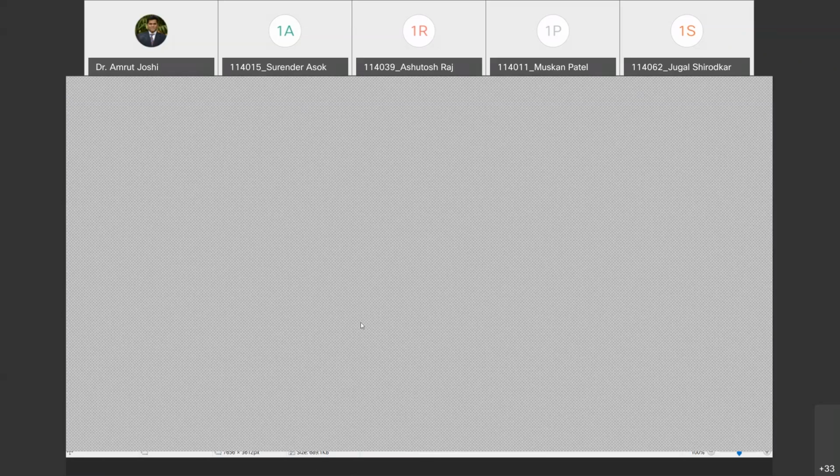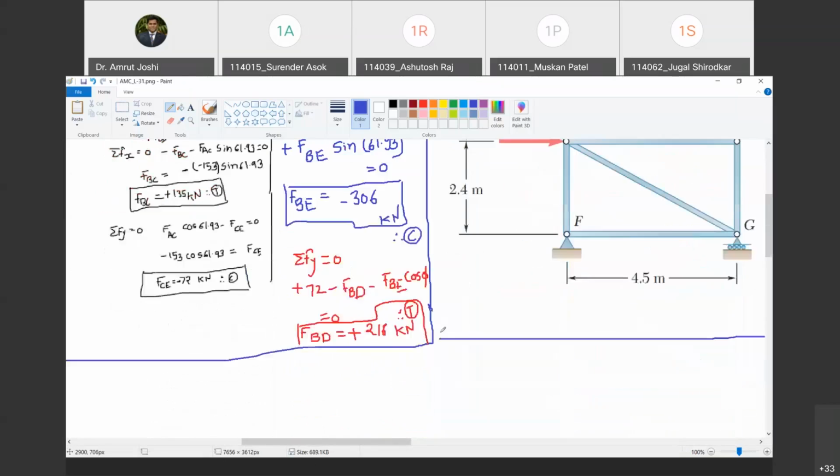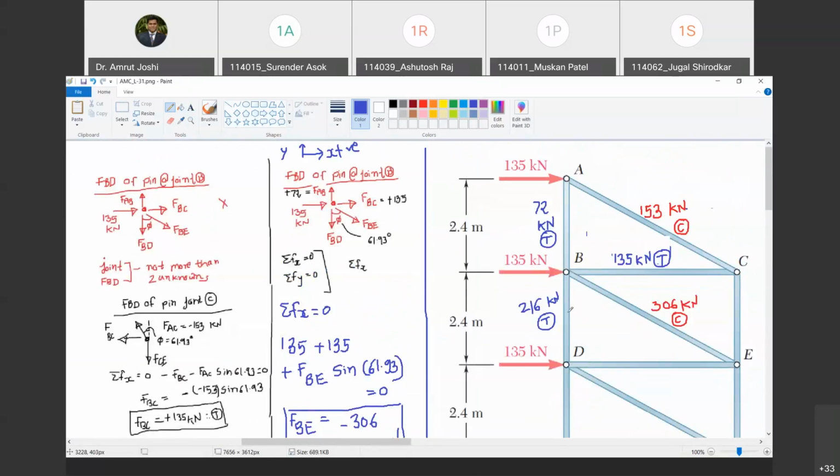So through method of sections, we had obtained the force in member BD as plus 216 kilonewton, and that's what we have got here, plus 216. Muskan, whether it is method of section or method of joints, in a given member, force cannot change because the conditions of equilibrium cannot change. Are you with me? Yes, sir. So this is plus 216 kilonewton tensile in nature.